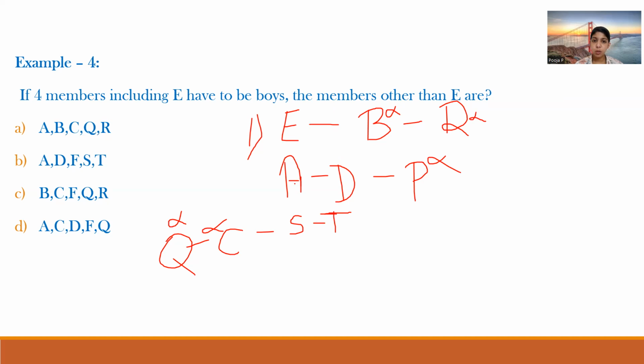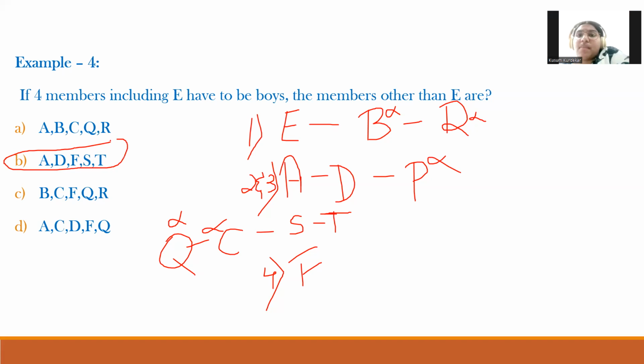So you need 4 boys. So 3 are done. The only boy left out is F for finishing it. So the second and third set of boys are done here. Here is the fourth. So your team of 6: E, B, A, D, S, T, and F. All right. So A, D, F, S, T. This answer, B option. Yes. A, D, F, S, and T, and E. Correct. So all of you are fine with this?